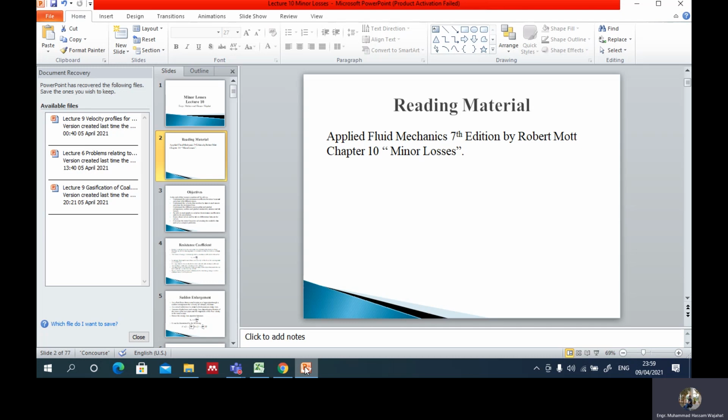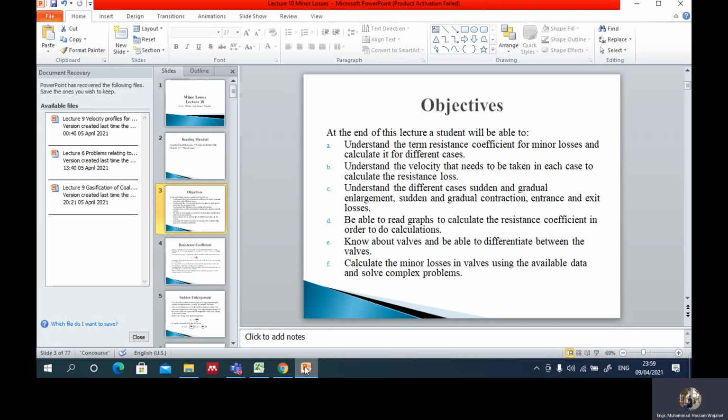This is chapter number 10 from Applied Fluid Mechanics, 7th edition, by Robert Mott. Topic is called minor losses. The objectives, what I expect you to know at the end of this lecture: जब ये lecture ख़त्म होगा, at the end of this lecture, a student would be able to understand the term resistance coefficient for minor losses and calculate it in different cases.